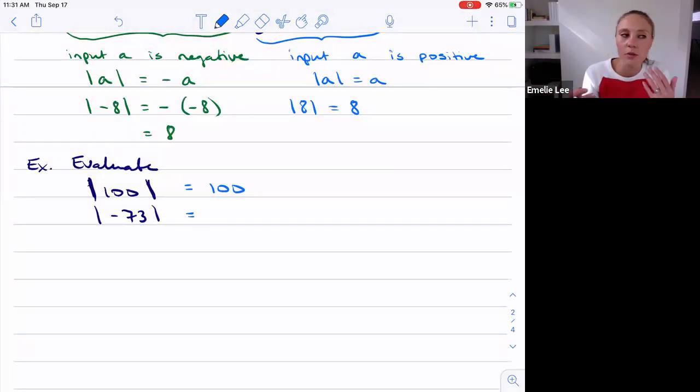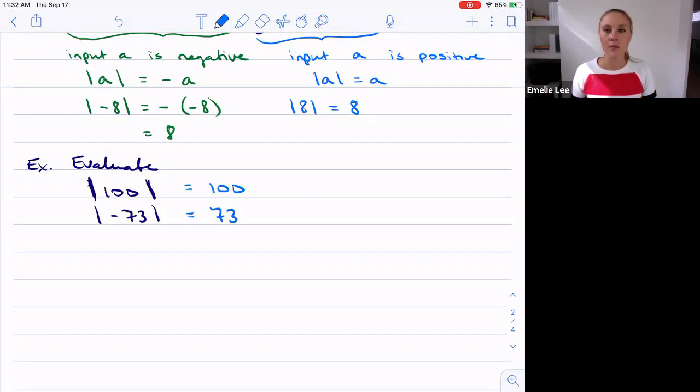You don't have to go through the steps of taking the negative of the negative, although if you want to, you can. 73. Trying to see if there's an absolute value button on here. You don't really need it, but it might be cool to know. I don't see one though. So some calculators might have an absolute value button, but you don't need it because you just drop the negative.